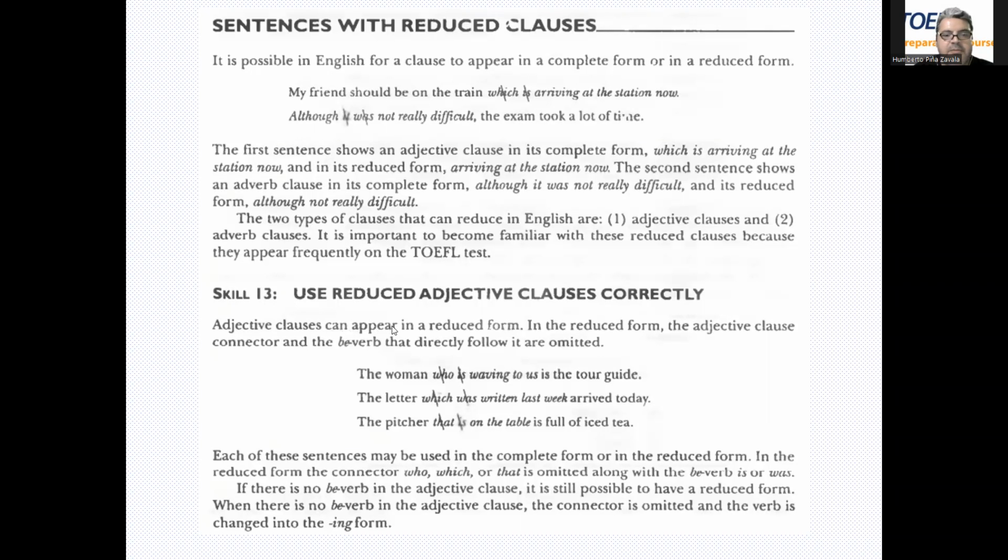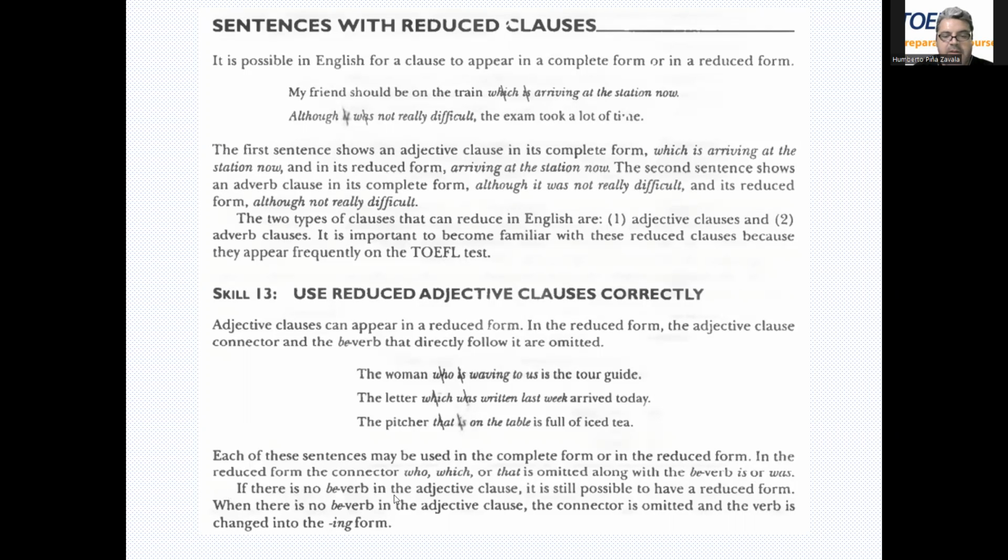These adjective clauses can appear in a reduced form. In the reduced form, the adjective clause connector and the verb be that follows are omitted. For example: the woman who is waving to us is the tour guide. The letter, which was written last week, arrived today. The picture that is on the table is full of iced tea. Each of these sentences may be used in the complete form or in the reduced form. In the reduced form, the connector who, which, or that is omitted along with the verb be: is or was.